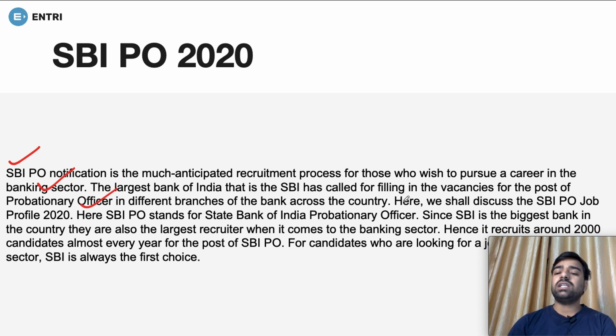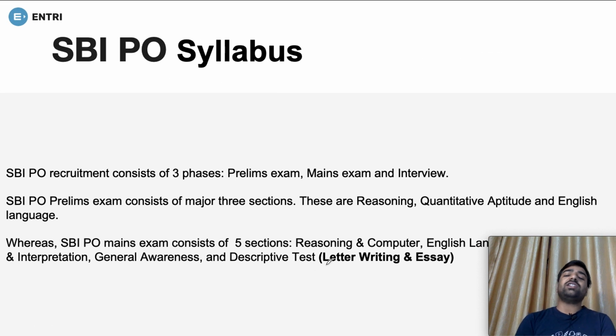So here we'll be discussing the SBI PO Job Profile 2020. Here PO stands for Probationary Officer. Of what? Of State Bank of India. Since State Bank of India is the biggest bank in the country, it is also the larger recruiter when it comes to the banking sector. Hence, it recruits around 2000 candidates almost every year for the post of SBI PO. So for candidates who are looking for a job in this sector, SBI is always their first choice, and you are also among them. So let's discuss the syllabus part.